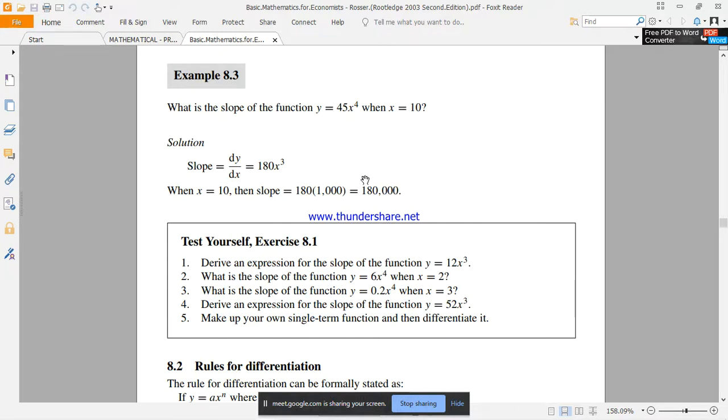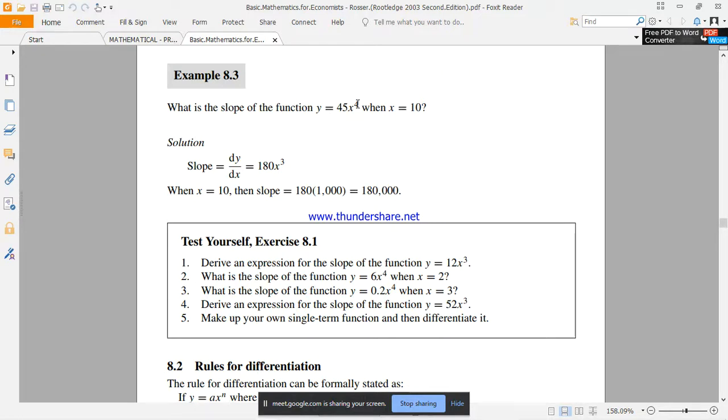180,000. But we should understand that to find the slope, what we need is dy/dx. Why? We are saying the change in y per unit change in x, which we know is, for ax to the power n, n times ax. We keep x, then we reduce n by 1. That is how we find the slope.